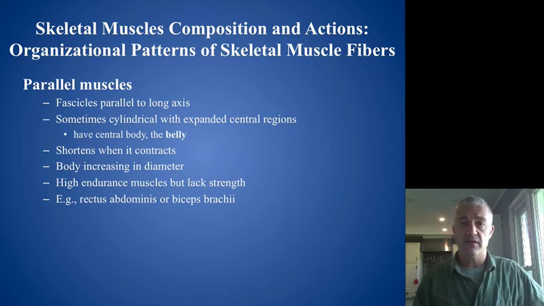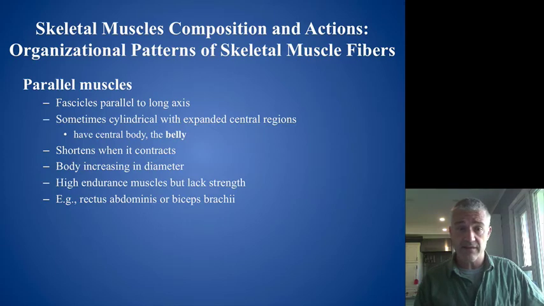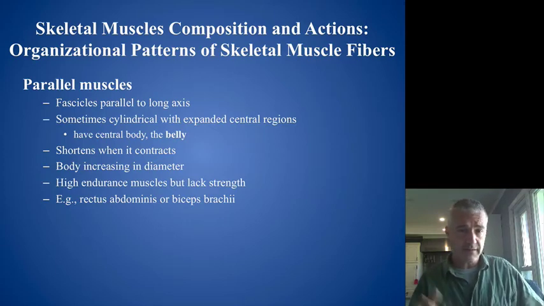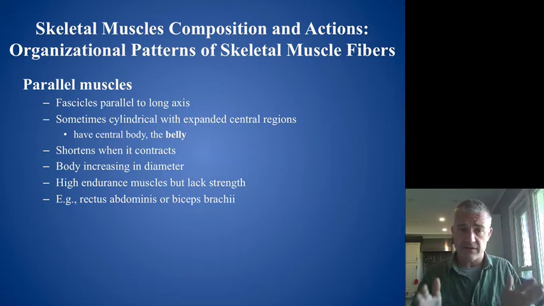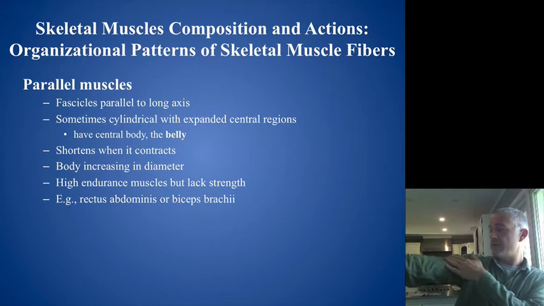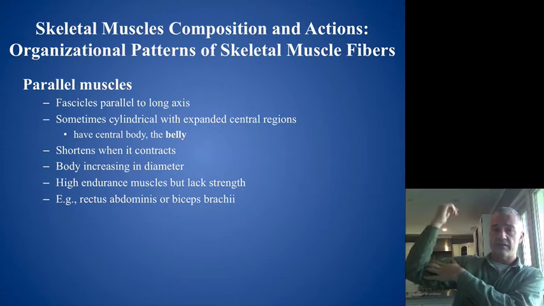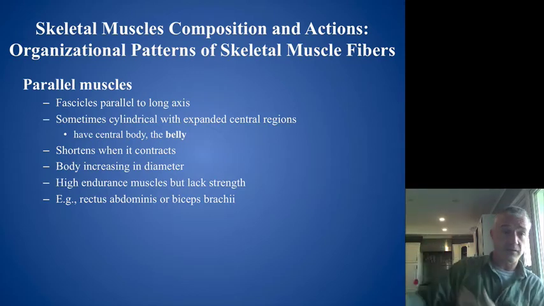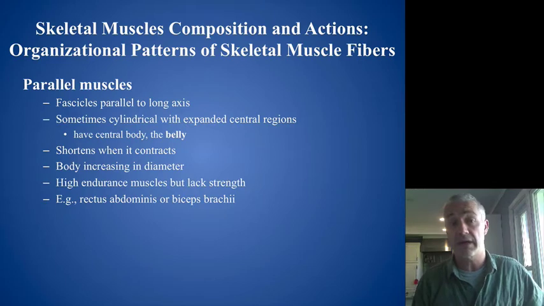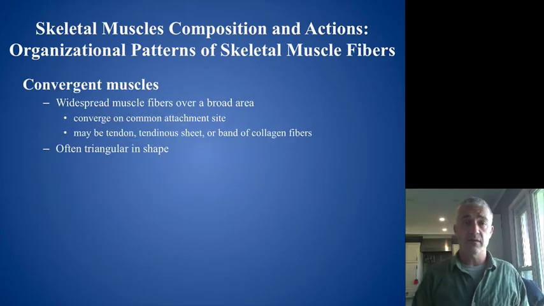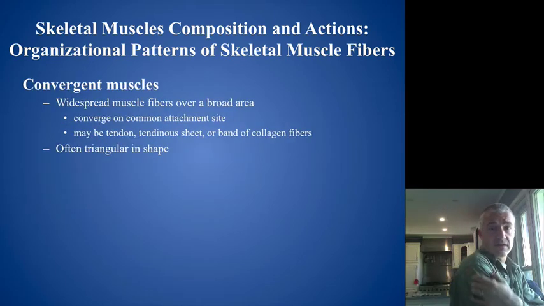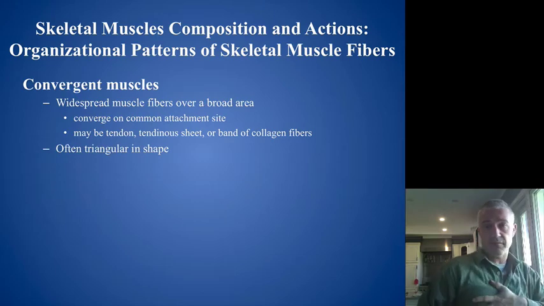Parallel muscles, the fibers are running on this long axis. Like I said, they have a belly of the muscle, and this muscle is going to get shorter when it contracts. A good example of a parallel muscle would be the biceps brachii right here. It has a little bit thicker belly in the center here, narrows on each end. But this muscle, all the fibers are running in exactly the same direction. That's a parallel muscle.